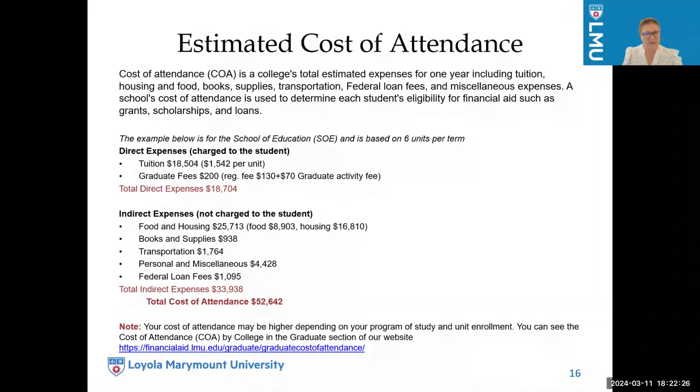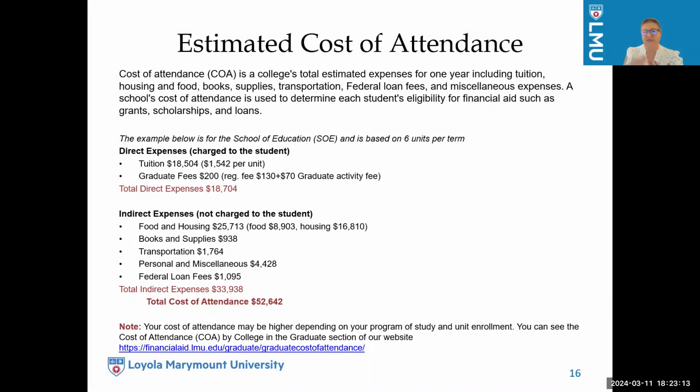And let's talk about what the indirect expenses are. Now, these are not charged to the student. These are not charged to your student account. This is just the university estimating what it would cost you in, for example, food and housing, books and supplies, transportation, personal and miscellaneous, and federal loan fees. So food and housing would be $25,713. Books and supplies would be $938. Transportation, $1,764. Personal and miscellaneous would be $4,428. And federal loan fees would be $1,095. Your total indirect expenses would be $33,938. And your total cost of attendance for one academic year would be $52,642.